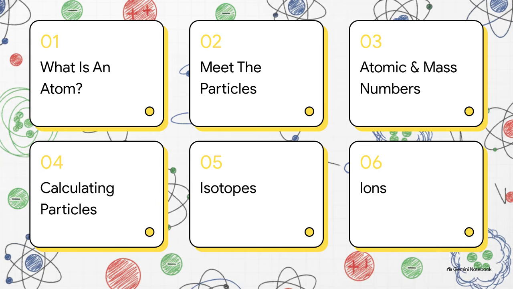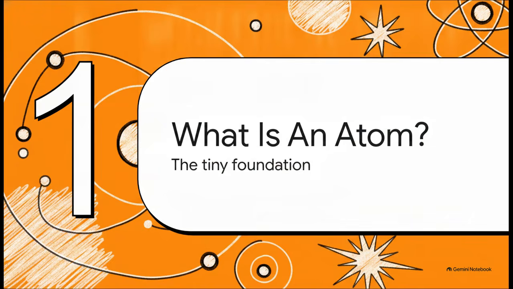Here is our quick roadmap for today's lesson. First up, we'll define the atom. Then, we'll meet the tiny particles inside it, crack the code on atomic and mass numbers, learn how to calculate those particles ourselves, and wrap up with some special atomic variations called isotopes and ions. Sounds good? All right, part 1.